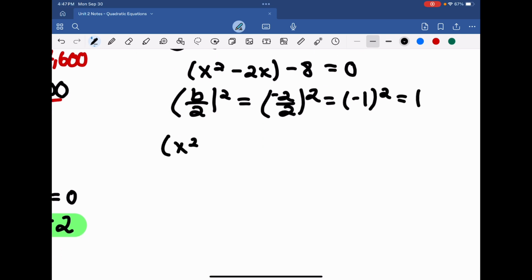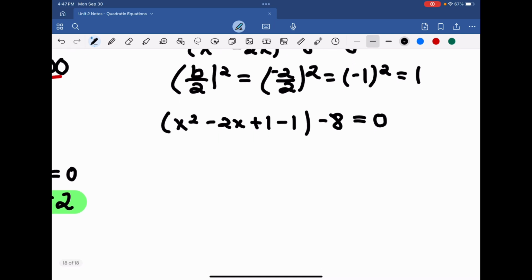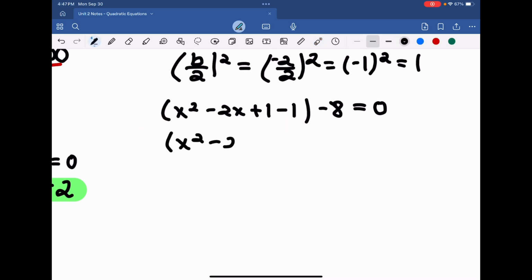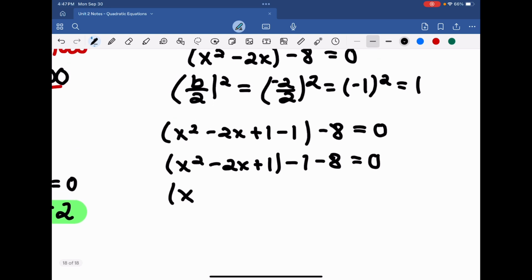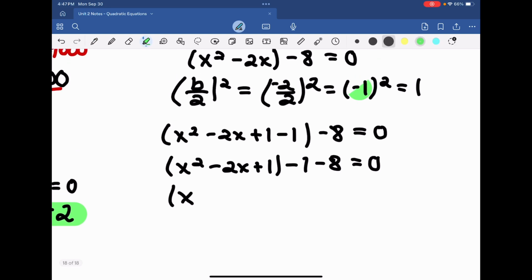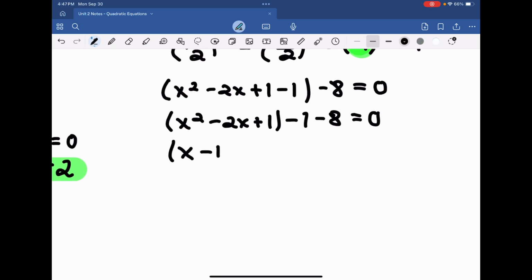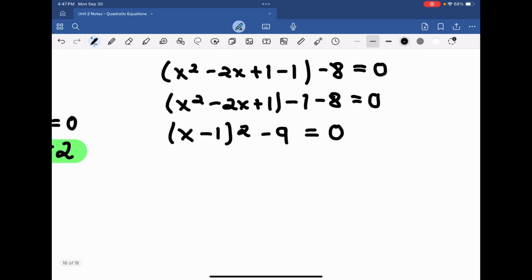Now from here, we're going to write this as x squared minus 2x plus 1 minus 1. Outside the bracket, the negative 8 stays there. Now, to remove this negative 1, we know we have to multiply it by the coefficient here, but there is no coefficient, so I'm going to write this as x squared minus 2x plus 1. Minus 1 just goes outside with the negative 8. Now we're going to write this as x. We know that our b divided by 2 term appears as the factor of the trinomial. If that's negative 1, I'm going to write this trinomial as x minus 1 squared. Negative 1 and negative 8 make negative 9 equals 0.